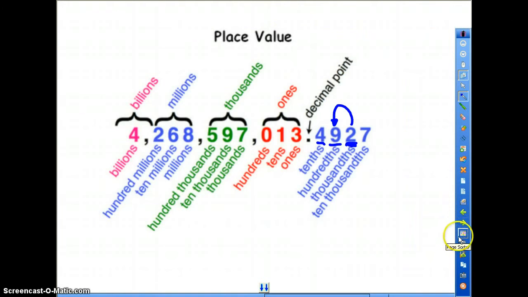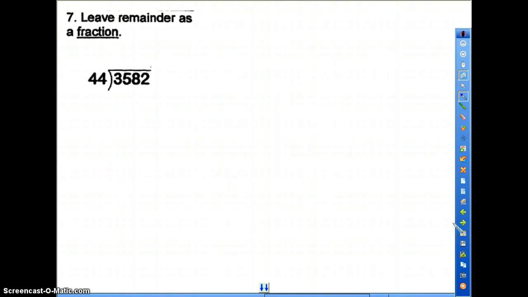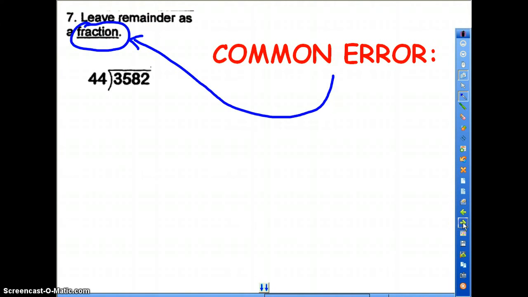Okay, problem number 7 is always going to be long division again, but instead of having a decimal part as a remainder, we're going to leave our fraction as a remainder. Leave remainder as a fraction. Common error: what is the common error here? Yeah, they leave it as a decimal and not a fraction. If you leave it as a decimal, I'm going to mark it wrong.